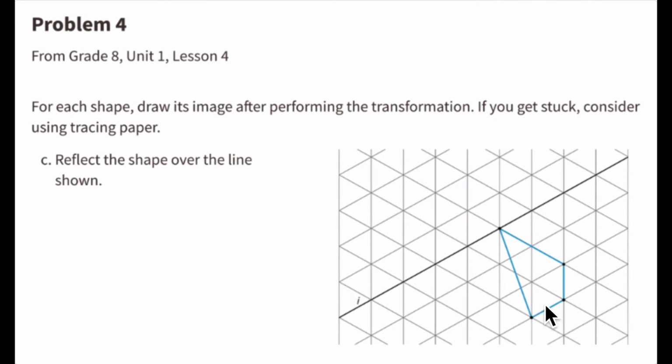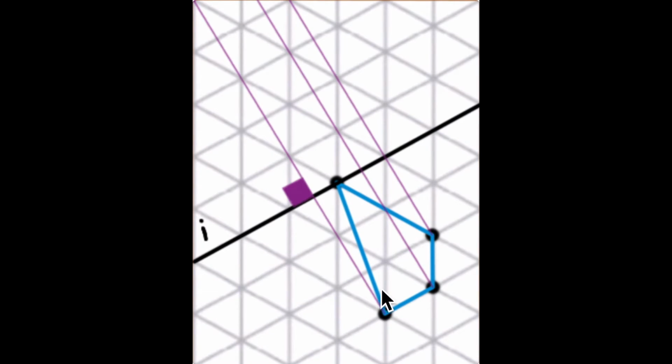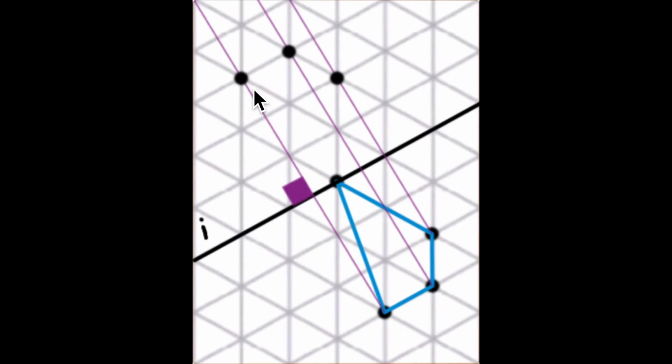C is a reflection of this quadrilateral over this line of reflection I right here. Remember, for a reflection, each point moves perpendicular to the line of reflection and an equal distance on the other side of the line of reflection. It's going to move perpendicular to the line of reflection, so it's going to form a 90-degree angle. And each point is going to be an equal distance from that line of reflection on the other side.